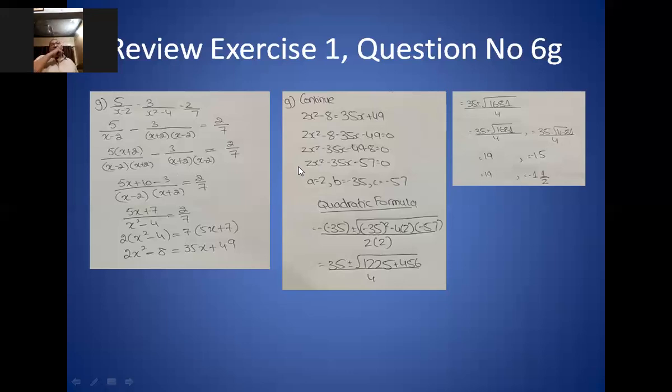The coefficient of the x square is 2, so a is 2. The coefficient of the x is minus 35, so b is minus 35. The constant term here is minus 57, so c is minus 57.